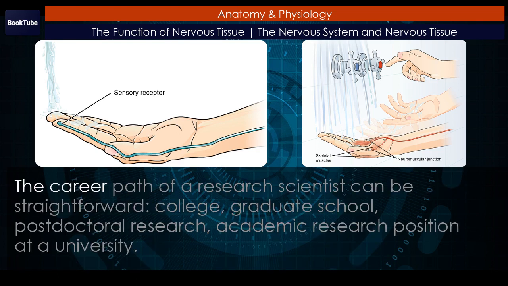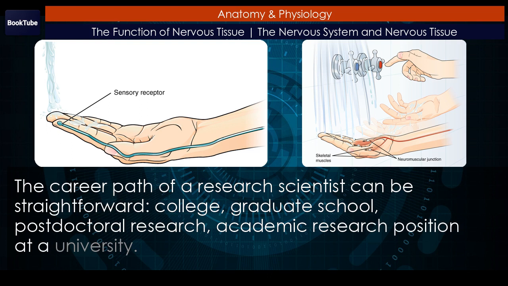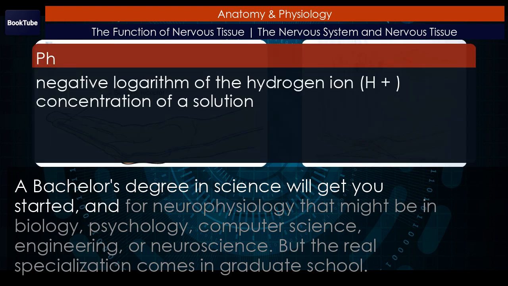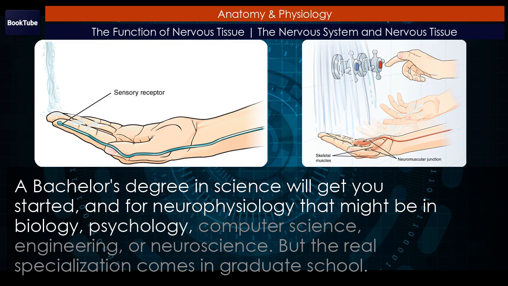The career path of a research scientist can be straightforward: college, graduate school, postdoctoral research, academic research position at a university. A bachelor's degree in science will get you started, and for neurophysiology, that might be in biology, psychology, computer science, engineering, or neuroscience. But the real specialization comes in graduate school.